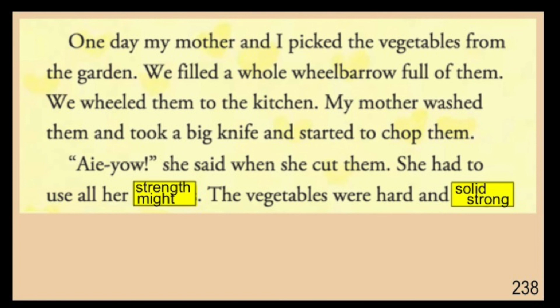Good. If you said she used all her strength or all her might, that would be right. And if the vegetables were hard and solid or hard and strong, those would be good synonyms also. I think the biggest context clue here is the word hard, because if the word were something else, like stinky, for example, she might instead need to use willpower to chop those gross things.